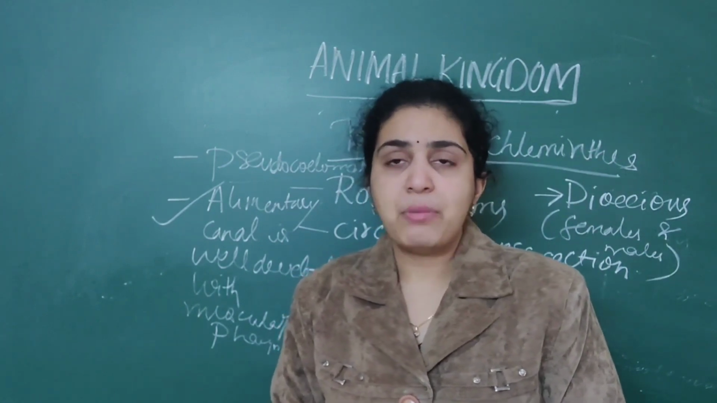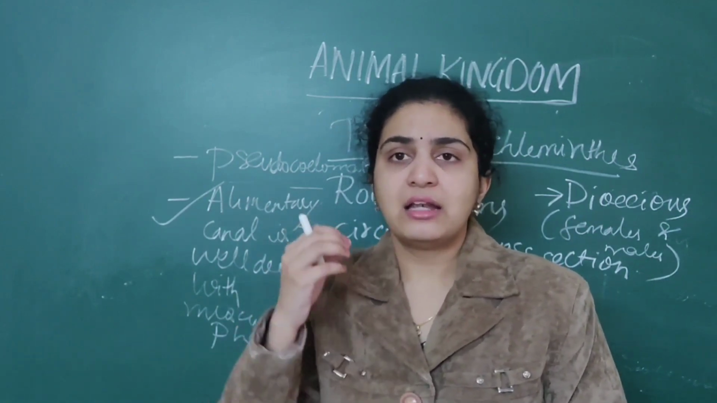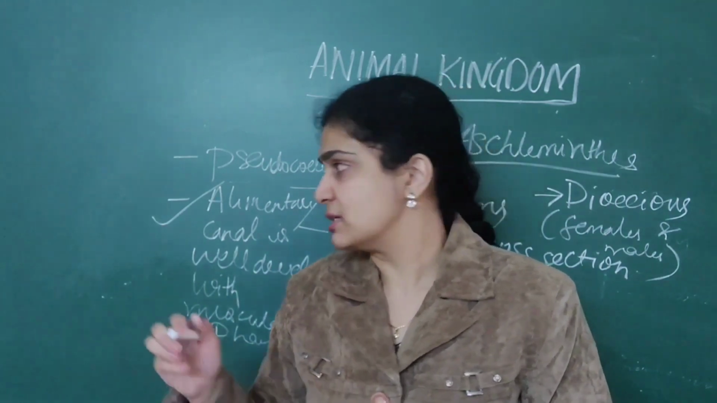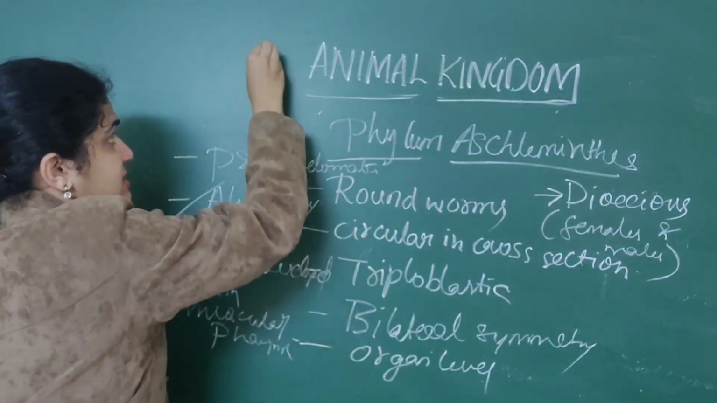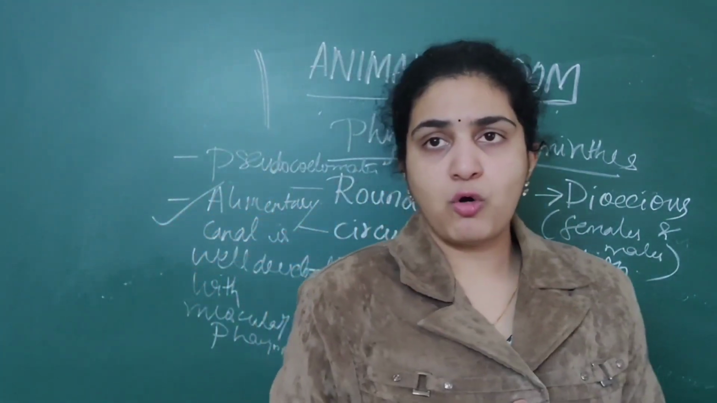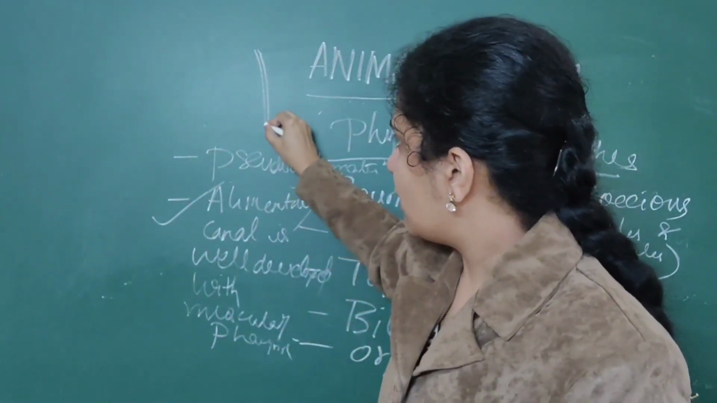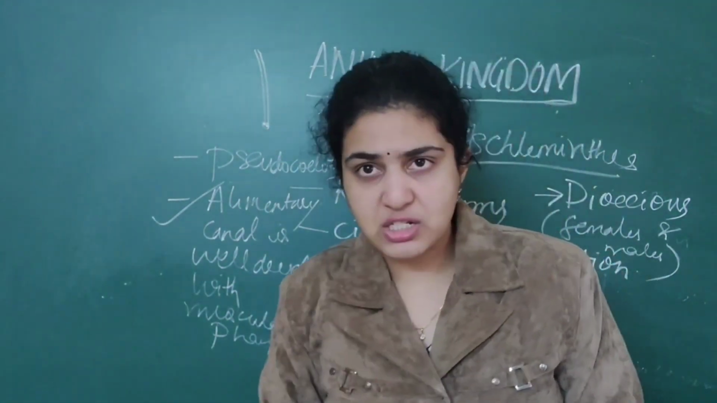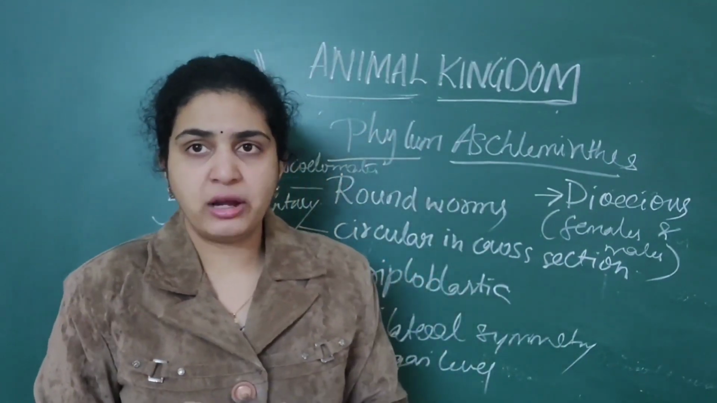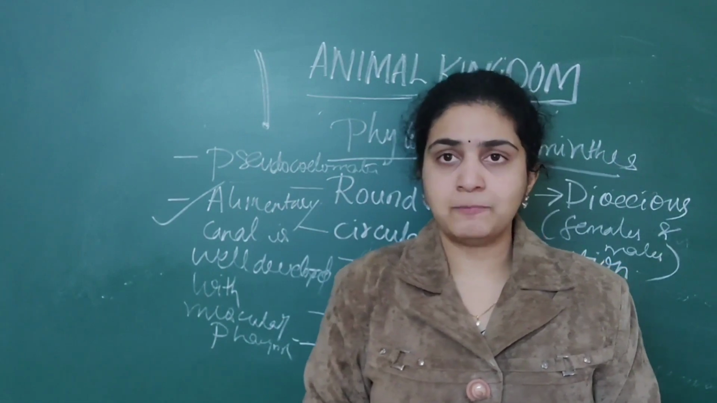Another feature is about excretion. An excretory tube is present in these organisms, and all the waste products are excreted out through the excretory pore. In all these roundworms, an excretory tube is present, and through the excretory pore all the excretory products are moved outside the body. So this is one specific feature that you should remember about excretion.